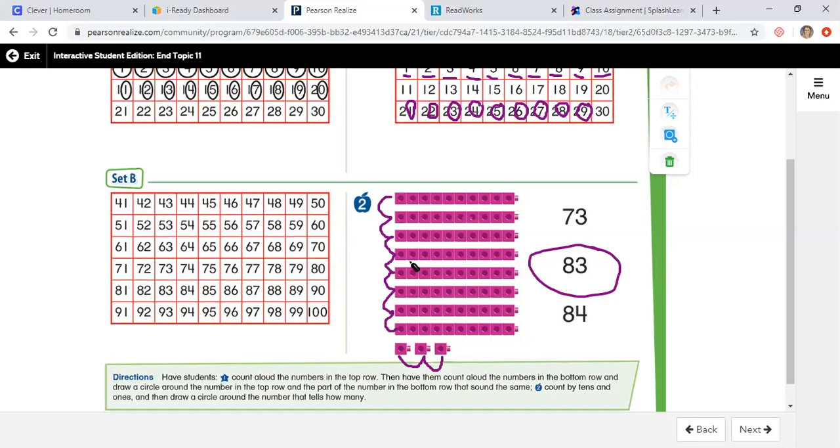10, 20, 30, 40, 50, 60, 70, 80, 81, 82, 83. We counted by tens, and then we counted by ones.